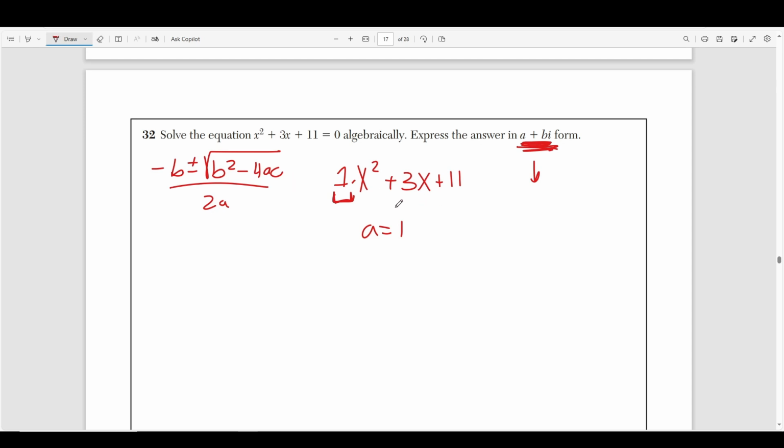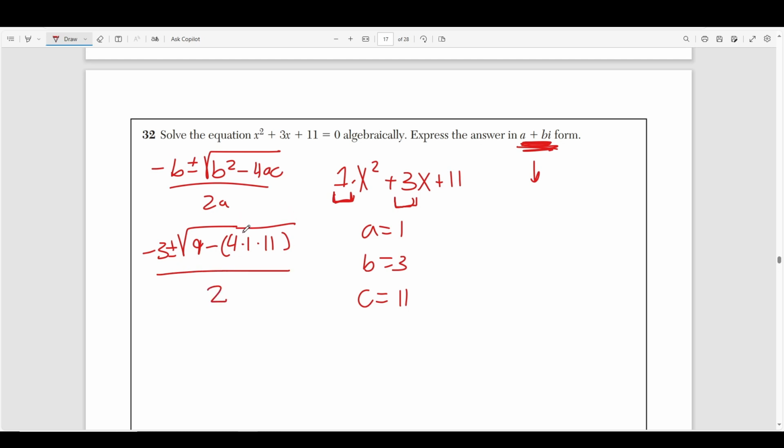Now, the b is going to be the coefficient or the number in front of the x that's not squared. So my b is equal to 3, and my c is going to be the number that has no x attached to it. All I need to do is just plug these numbers in. So I have negative 3 plus minus radical 9 minus 4 times 1 times 11, or 4ac, divided by 2, right? Because 2 times 1 is 2. Now let's evaluate whatever's in the parentheses. 4 times 1 is 4, and 4 times 11 is 44. Now I'm left with 9 minus 44, which is going to equal negative 33.